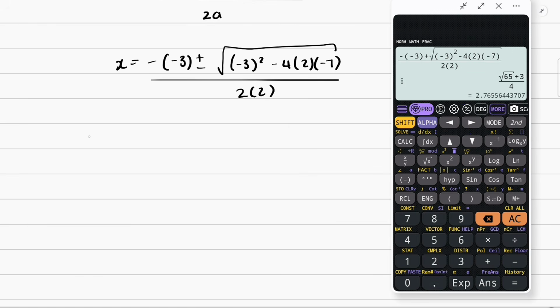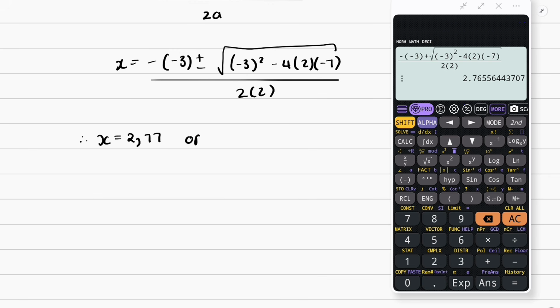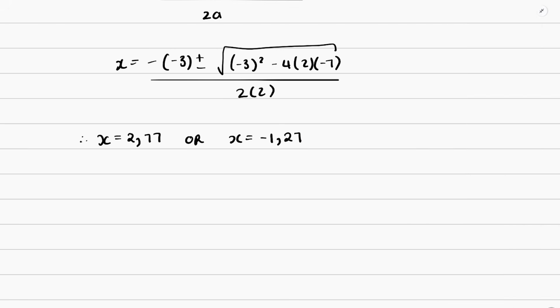Okay, so when we substitute, you see that x is equal to, and if we round off to 2 decimal places, this is 2 point, and that's going to round that 6 up to a 7, so 2.77, or x is equal to, and I will just change that plus to a minus, and this is -1.27, okay, and those are our answers.